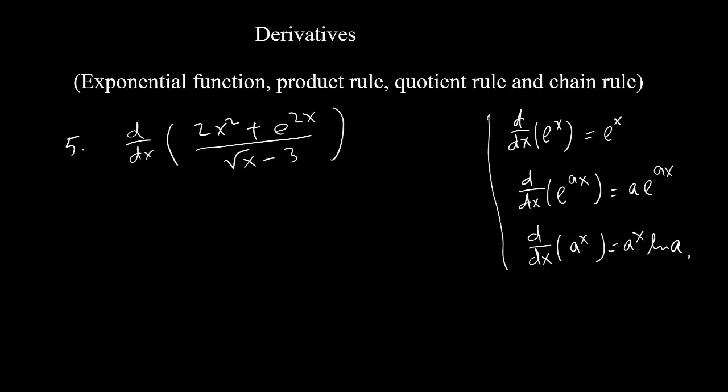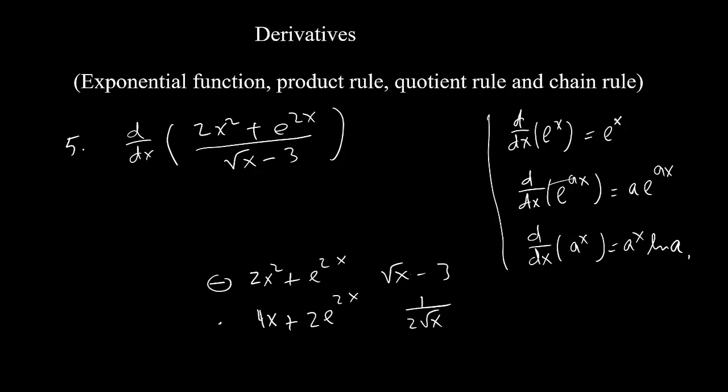Example 5, we have quotient form. Write 2x squared plus e to the 2x, and then we have square root of x minus 3. Take derivative, you get 4x plus 2 e to the 2x. You remember this one, we apply this form. And then derivative on this side will be 1 over 2 square root of x. Now since we are using quotient rule, this will be minus, this will be plus. So my numerator will come from this, and the denominator will be square root of x minus 3 squared. You just leave it this way, you don't have to simplify.